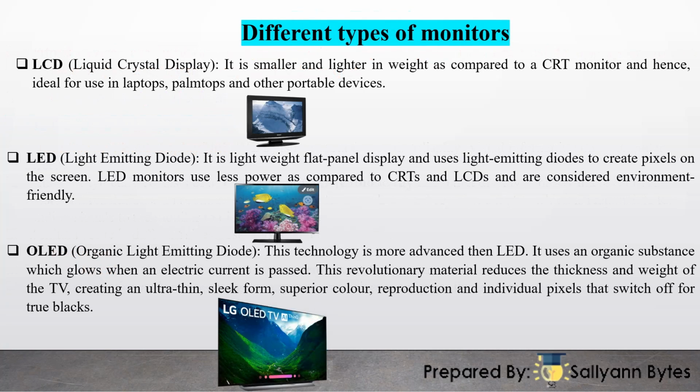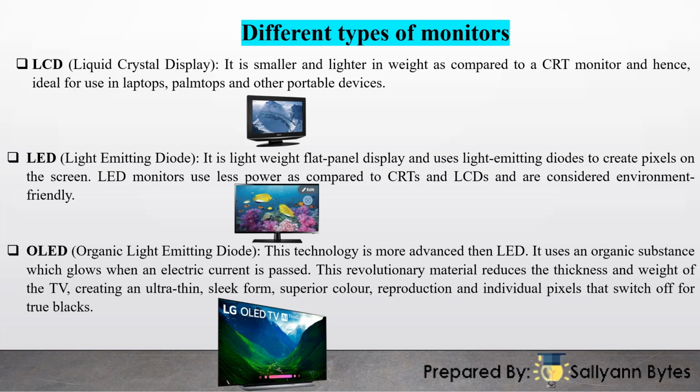Here we are going to learn about the different types of monitors. The first one is LCD, liquid crystal display. It is smaller and lighter in weight as compared to a CRT monitor and hence, ideal for use in laptops, palmtops, and other portable devices. The next one is LED, light-emitting diode. It is a lightweight flat panel display and uses light-emitting diodes to create pixels on the screen. LED monitors use less power as compared to CRTs and LCDs and are considered environment-friendly.